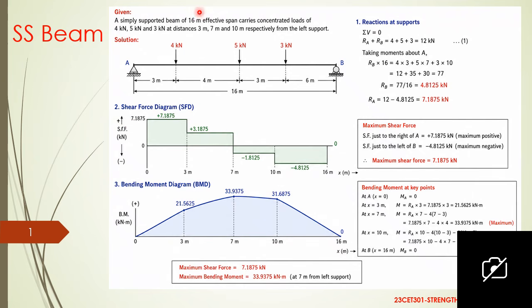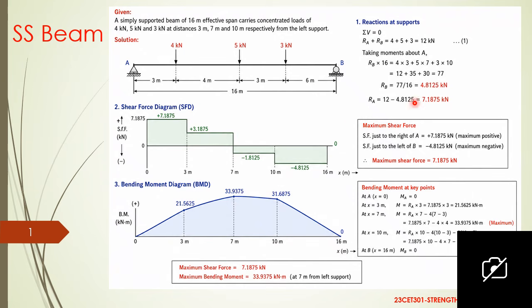So we must be very careful while drawing the beam from the theory. Okay. So again I am repeating, 16 meter beam carries 3 point loads. The first point load 4 kilonewton is acting 3 meter from the left support. The second point load 5 kilonewton is acting 7 meter from the left support. The third point load 3 kilonewton is acting 10 meter from the left support. For this case, we are going to find support reaction, shear force and bending moment, and finally we are going to draw the shear force diagram.